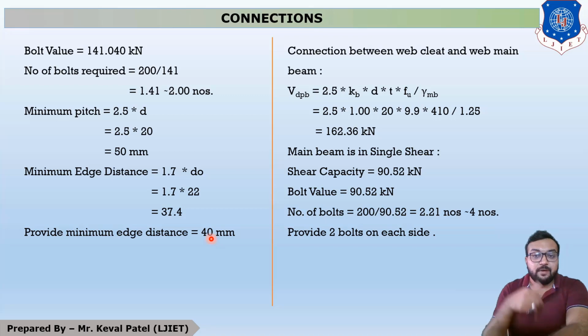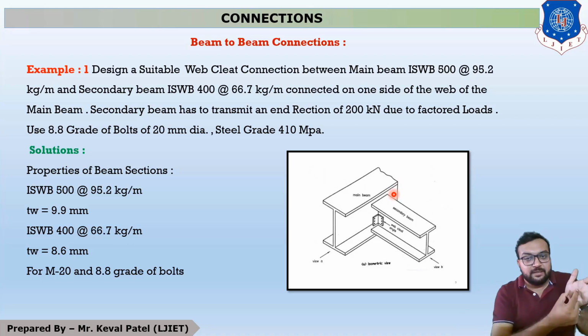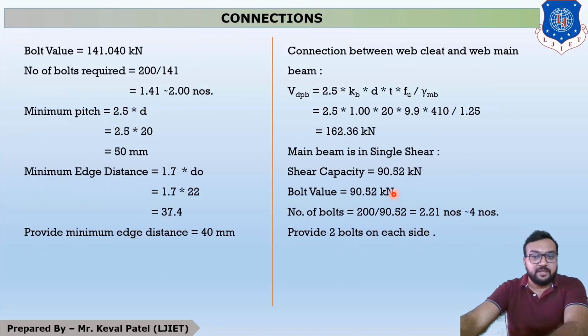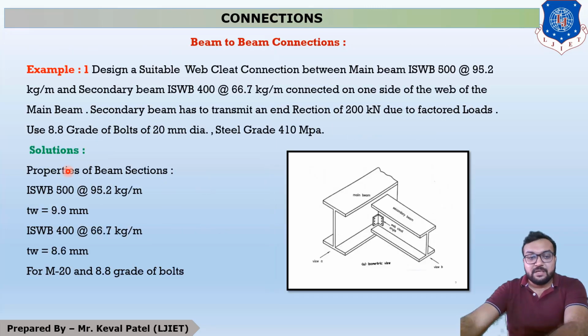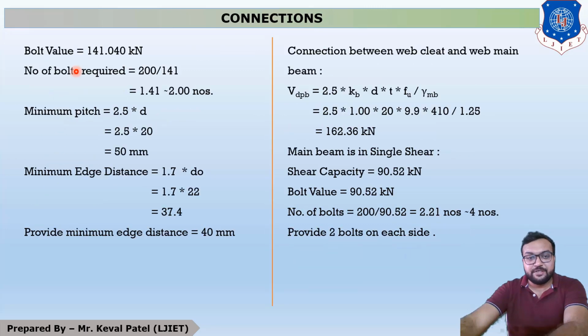Now the turn for main beam. For main beam, one cleat angle is connected over here and the second cleat angle is connected over here. But this is a single plane. So for main beam, the number of shear planes is 1. So its value is 90.52, which is the shear capacity of bolt.